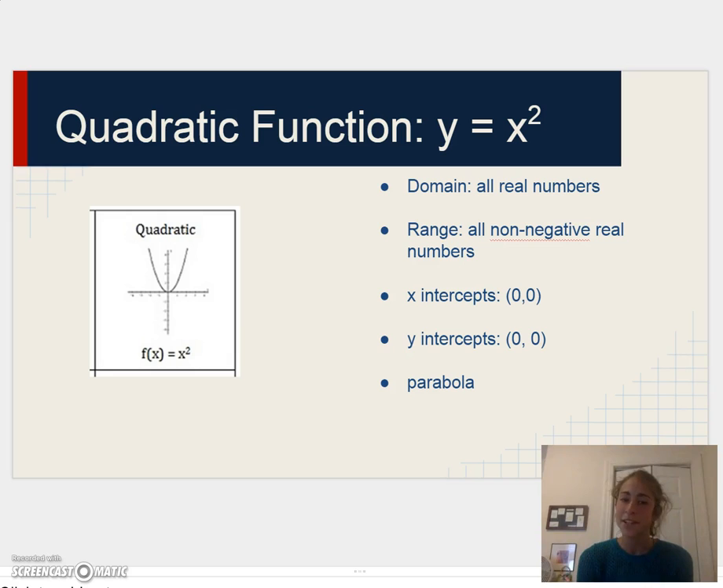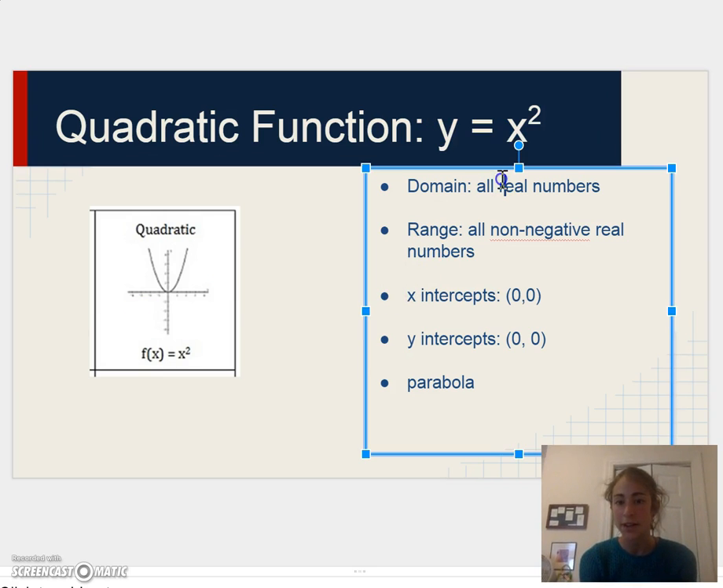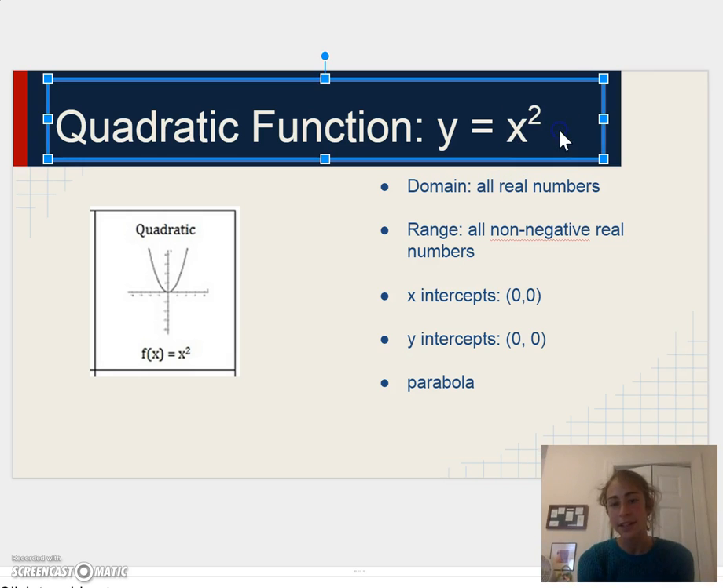Our next type of function is also familiar to you. It's the quadratic function. And the parent function version of this is y = x squared. So it looks kind of like a linear function, but we've got this power of 2 here, which is what makes it quadratic. You can plug in anything you want for x, so the domain is all real numbers. The range is all non-negative real numbers because, as you know, if you square something, you get something positive.